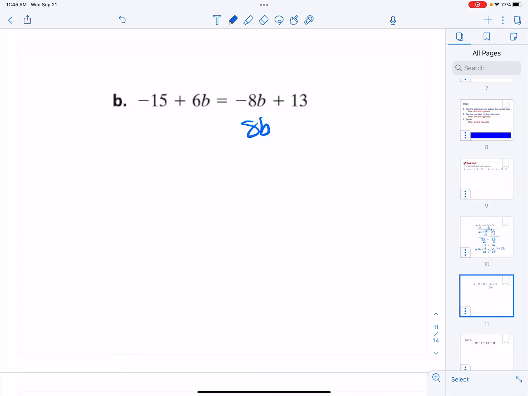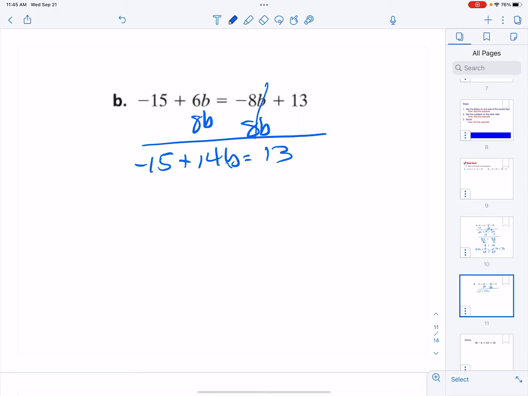And then I'm going to take that same positive 8b and I'm going to place it on the other side underneath its corresponding term. So I'm going to place it underneath the 6b. And now we just do our math. The negative 15 just slides down. The 6b and the 8b make 14b. The negative 8b and the positive 8b cancel each other out. And then we're left with 13 on the right-hand side. So step number 1 is accomplished.